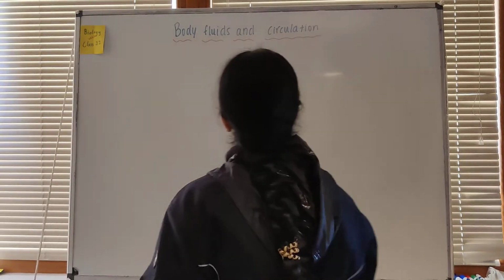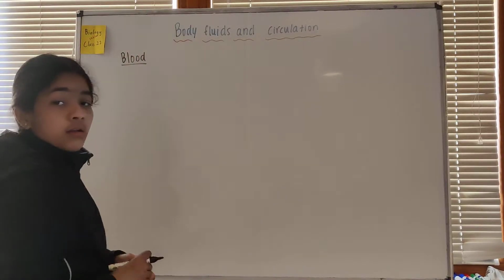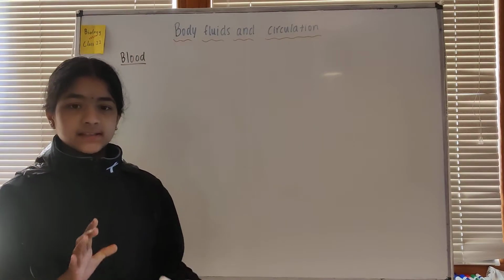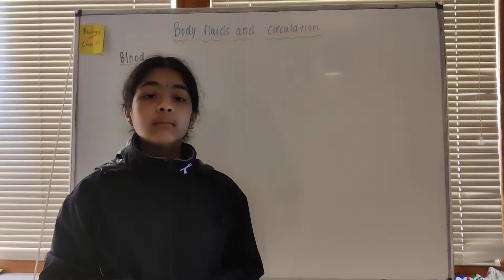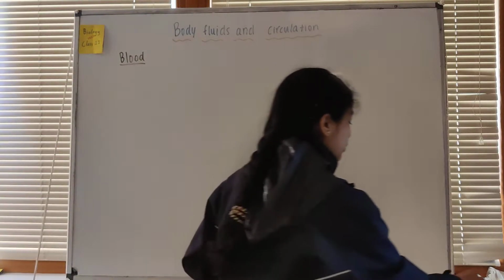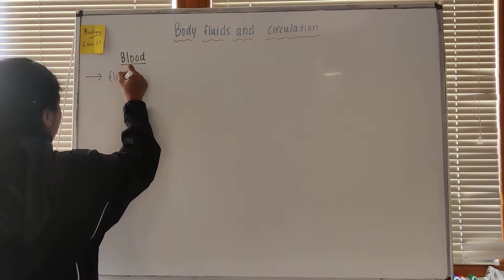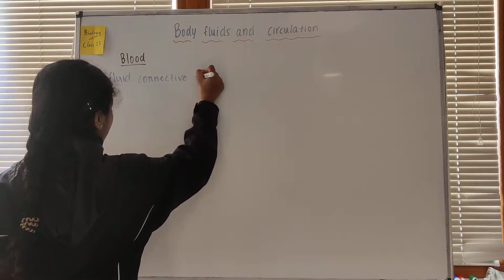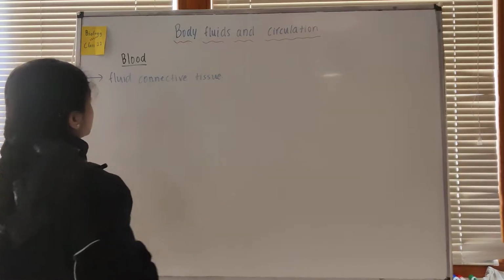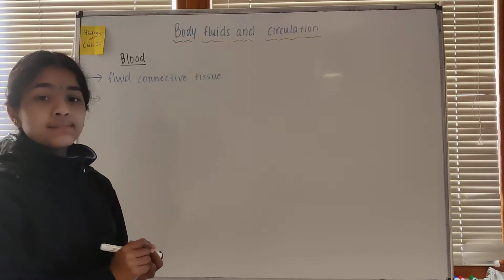In this video, we'll discuss blood. We'll discuss the basic things about blood, and then we'll talk about the main composition of the blood. So, blood is a fluid connective tissue, and the origin of the blood is mesodermal.